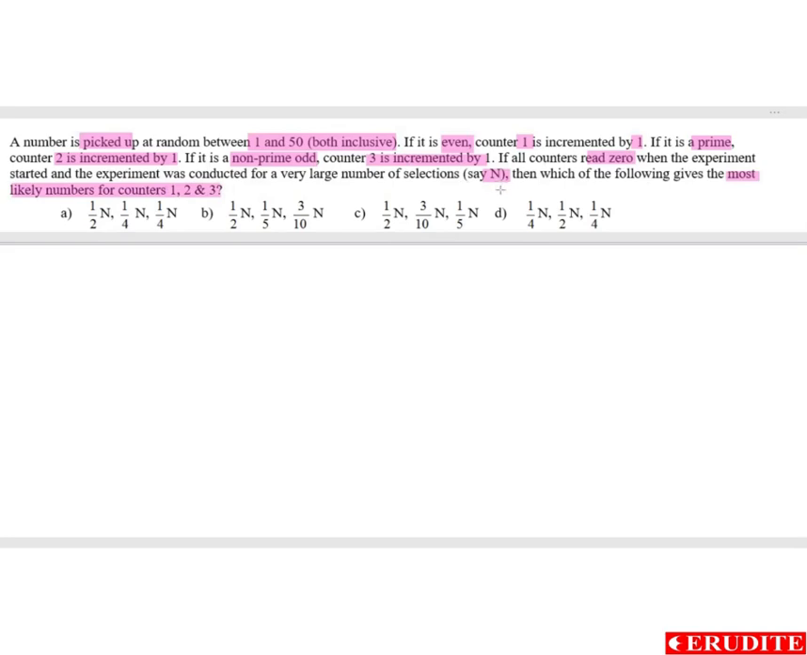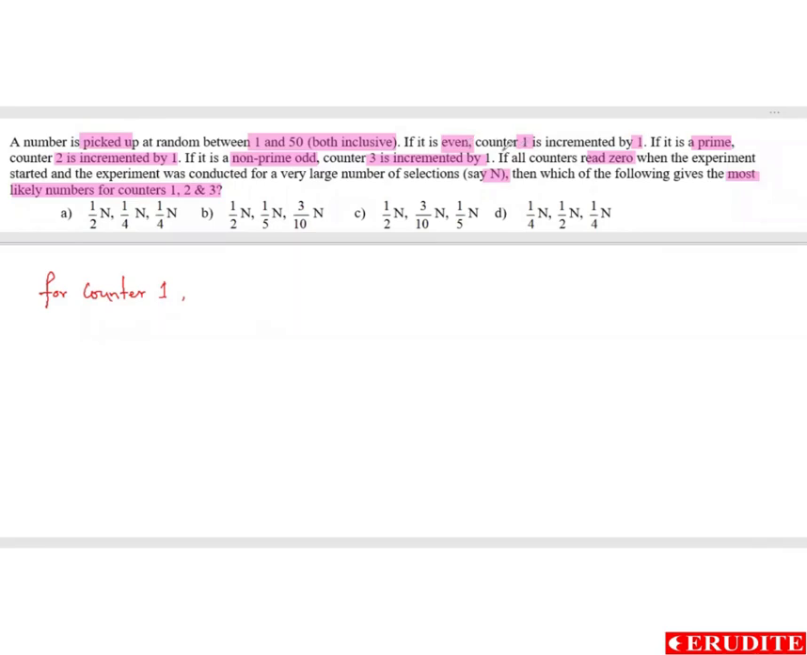In a very large number of times it has been taken, what is the counter reading? Now in this case, we can see counter 1, counter 2, counter 3, these readings, how they can be written, that I need to find. For counter 1, it is nothing but even that is increasing.